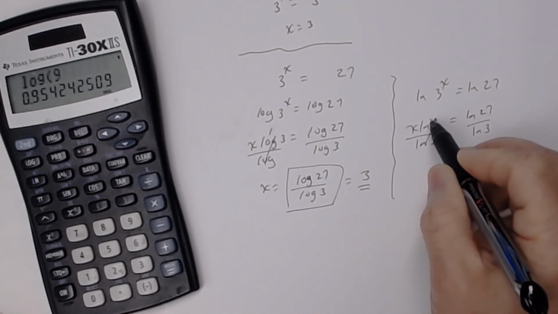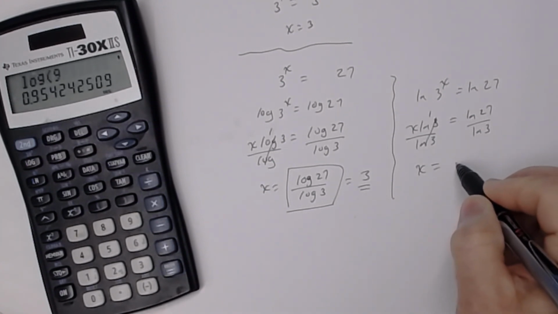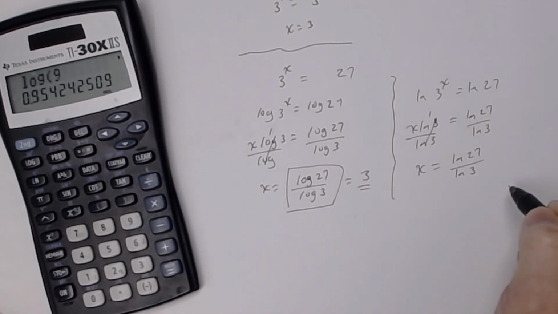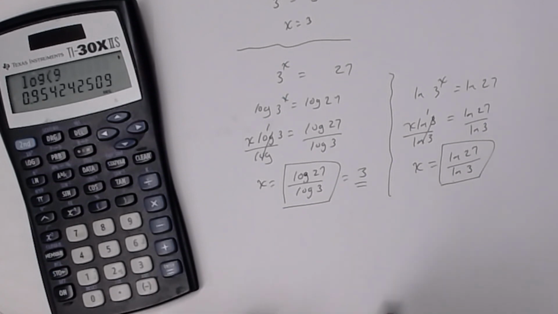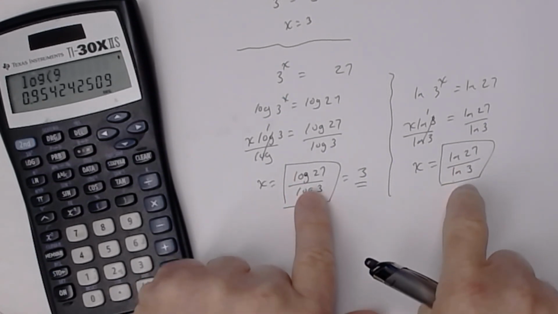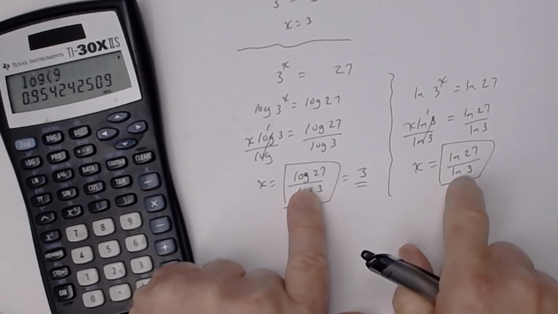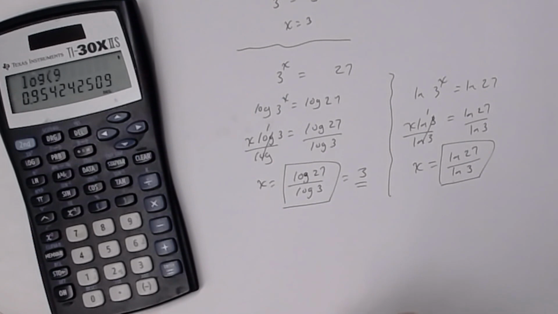And so the natural log of 3 divided by the natural log of 3 is 1. x times 1 is x. So I get x equals the natural log of 27 divided by the natural log of 3. And so there's your answer. And you may say, well, those things look different. They do look different. One has a common logarithm and the other one has a natural logarithm.